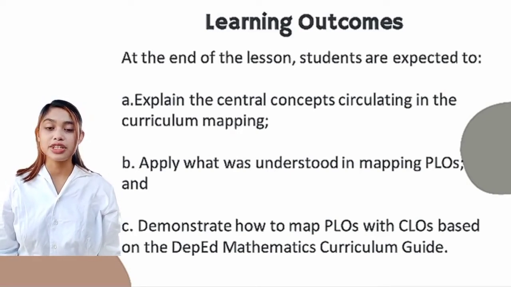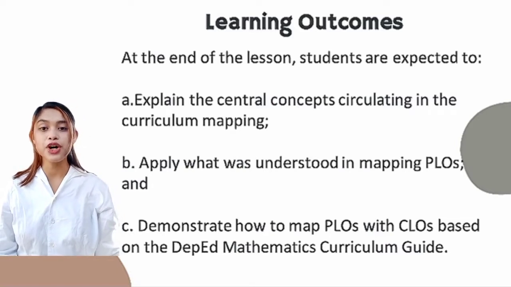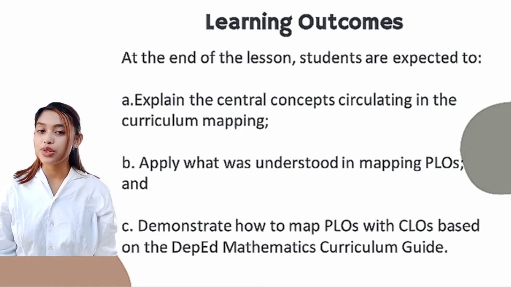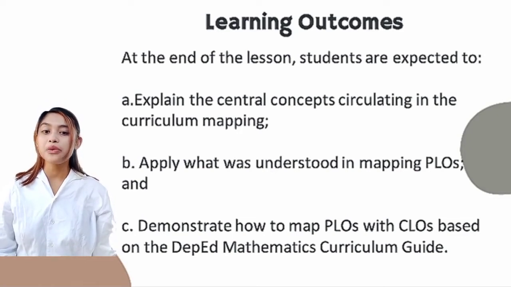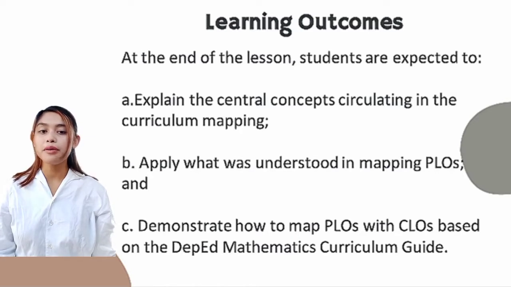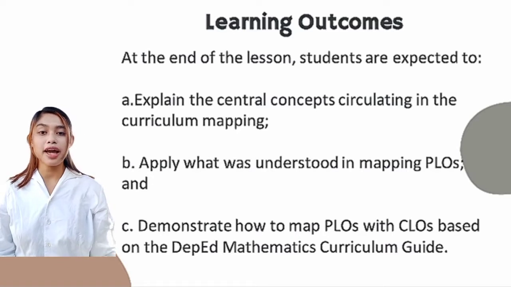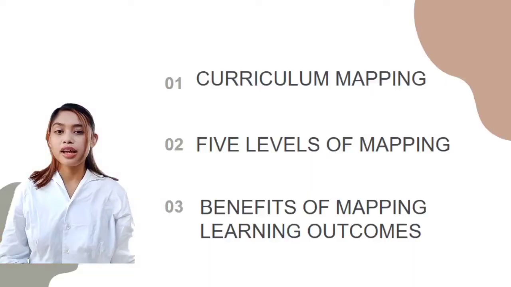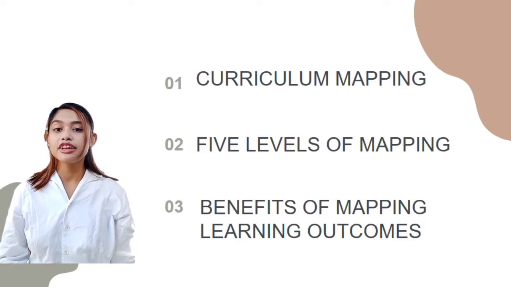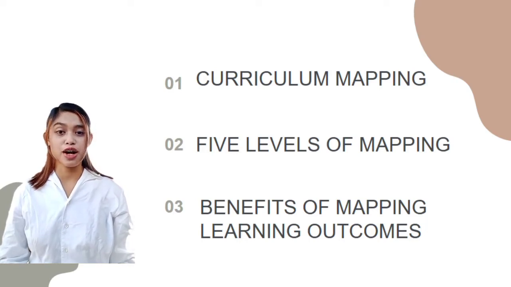So at the end of the lesson, students are expected to, first, explain the central concept circulating in the curriculum mapping. Second, apply what was understood in mapping program learning outcomes. And third, demonstrate how to map program learning outcomes with course learning outcomes based on the DepEd CG Mathematics Curriculum Guide. I will be discussing what is curriculum mapping, the 5 levels of mapping, and the benefits of mapping learning outcomes.